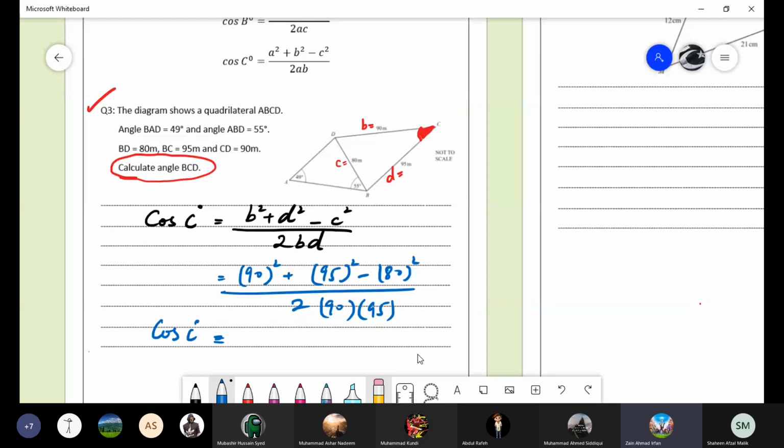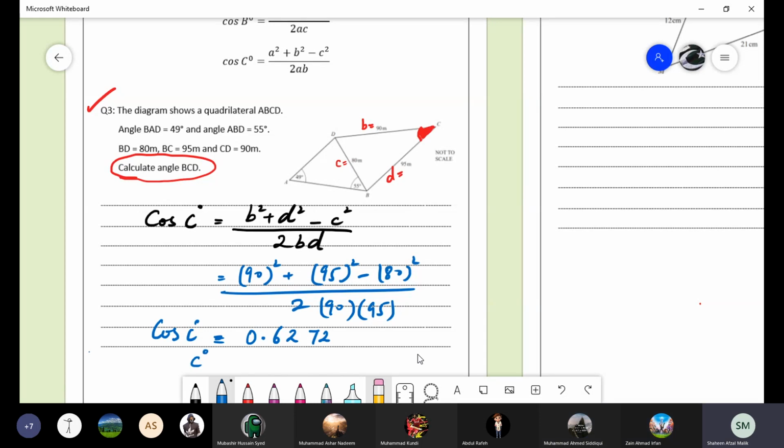The answer is 4274.6. Please confirm the value. Whatever Zain is saying, is the answer correct or not? 90 square plus 95 square minus 80 square divided by 2 into 90 into 95. It is 0.62, no, 0.63, it can be 0.6272. Can we write 0.6272?